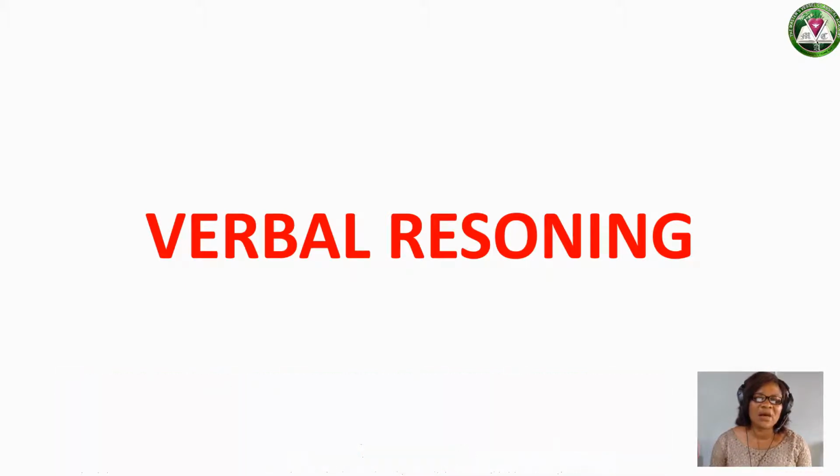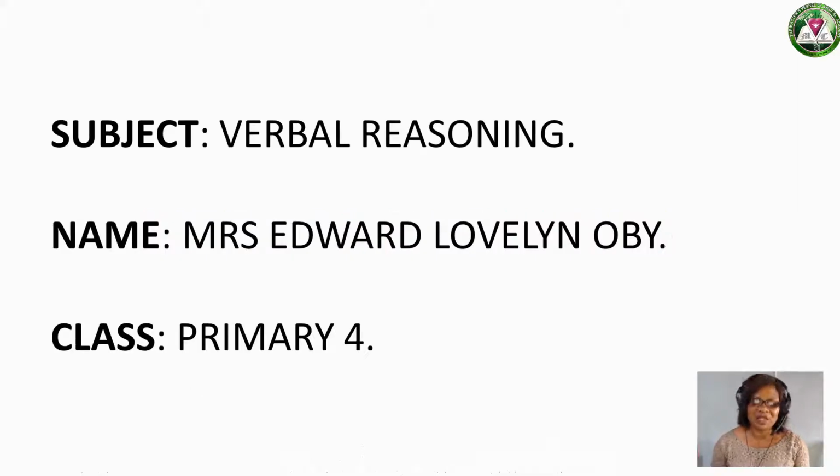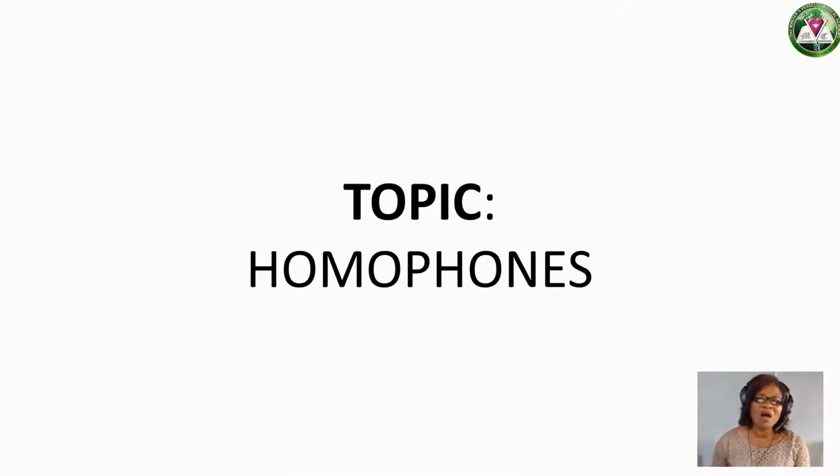Our subject now is verbal reasoning, and the topic we'll be treating today is homophones. What did I say is our topic? Homophones. Say it again. Homophones. And homophones is spelled H-O-M-O-P-H-O-N-E-S. Homophones. Can you spell homophones, children? I want to hear you spell homophones.